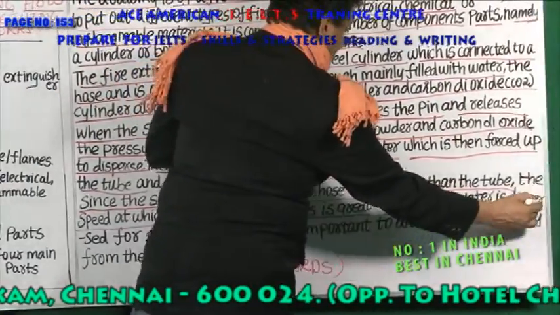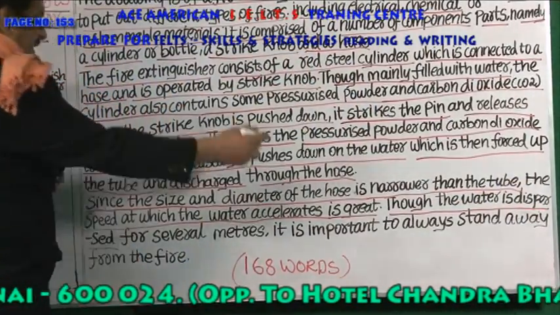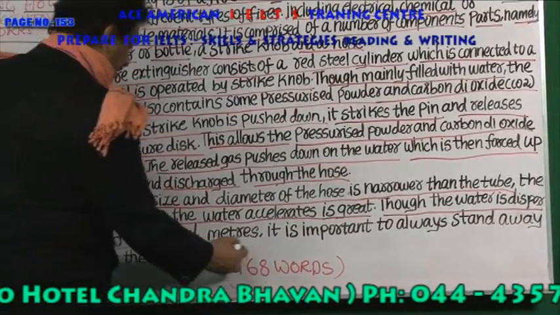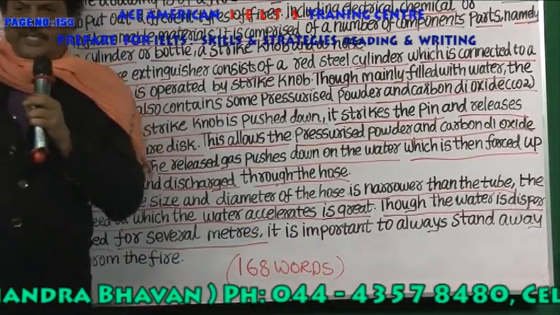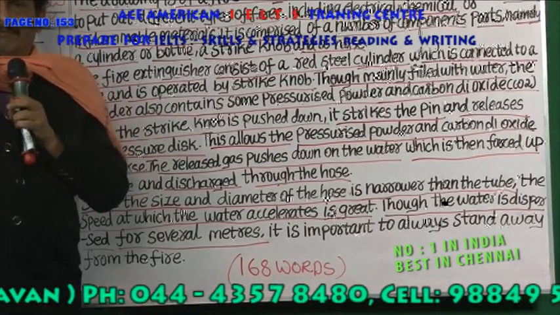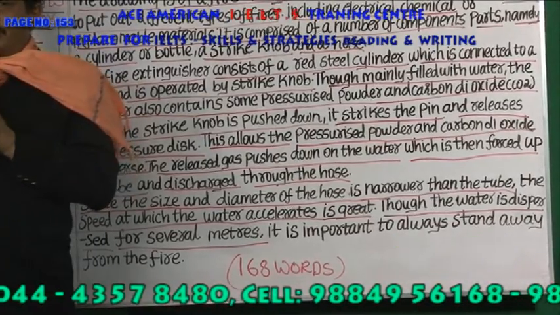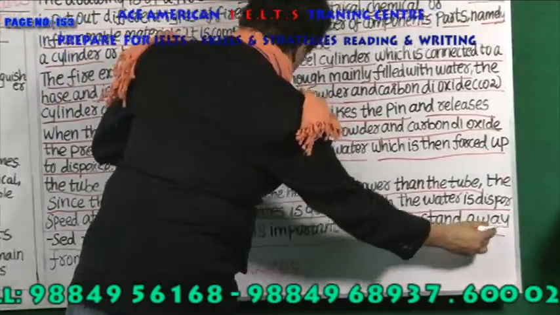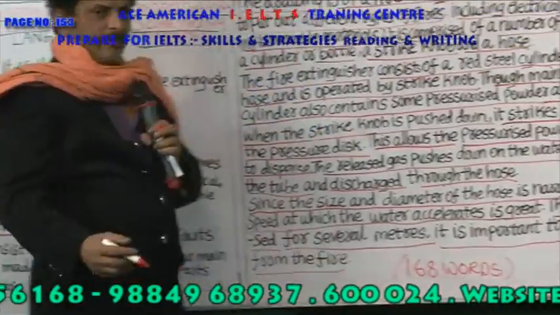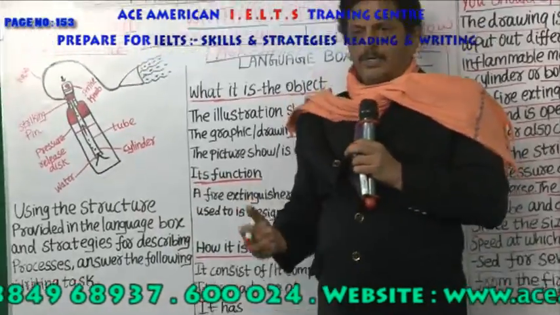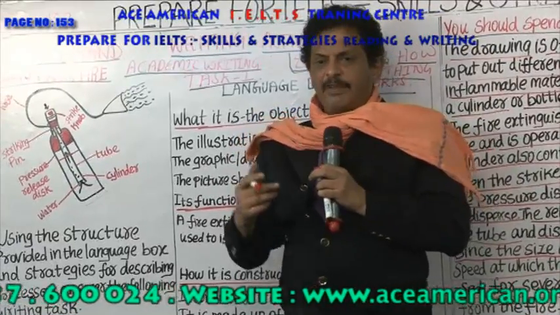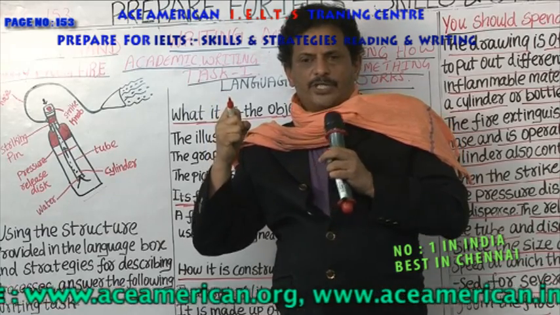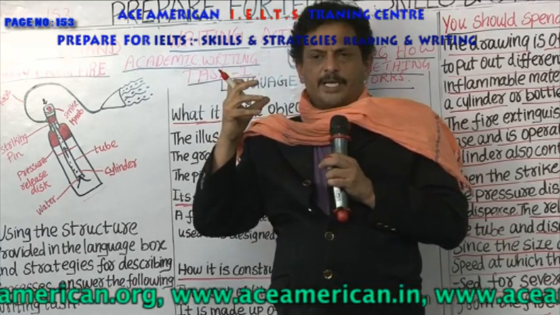Though the water is dispersed, once again you get a passive voice sentence, is dispersed for several meters, it goes with such force that the water is forcefully put up for several meters, maybe 5 to 10 meters. It is important to always stand away from the fire. So it's always good that you stand nearly 3, 4 or maybe 5 meters away from the fire, and you strike the knob, and as the chemicals and carbon dioxide are released, the water releases from the cylinder.